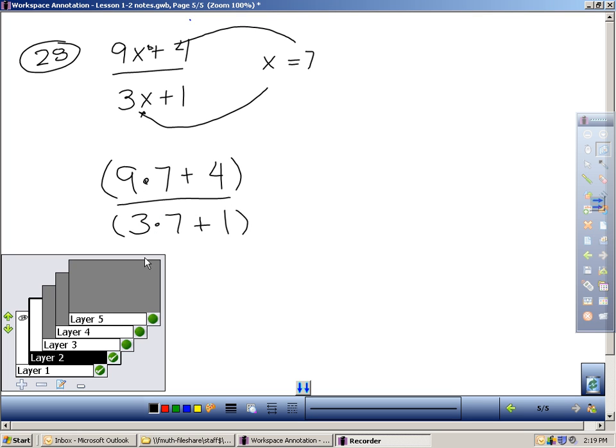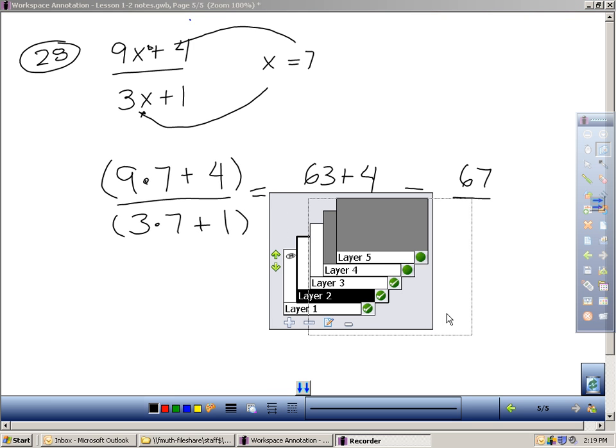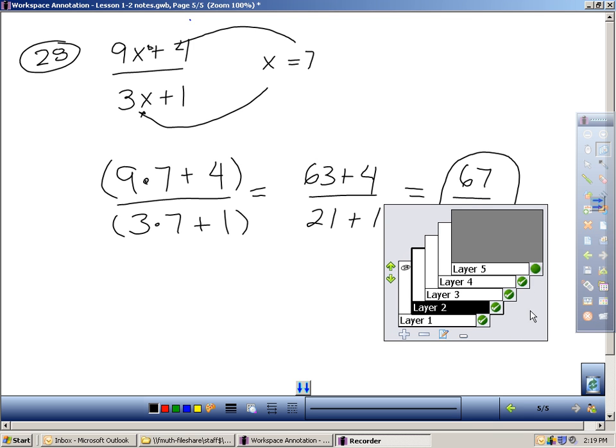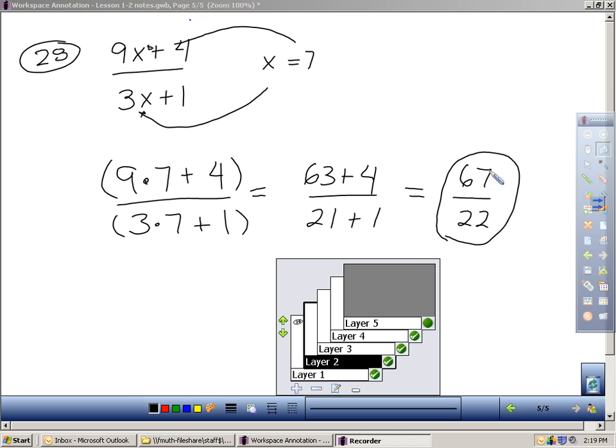Let's do that. 9 times 7 on top is 63, and 63 plus 4 is 67. So the numerator, I have 67. In the denominator, 3 times 7 is 21. And 21 plus 1 is 22. So I have 22 in the denominator, and that's 67 over 22.